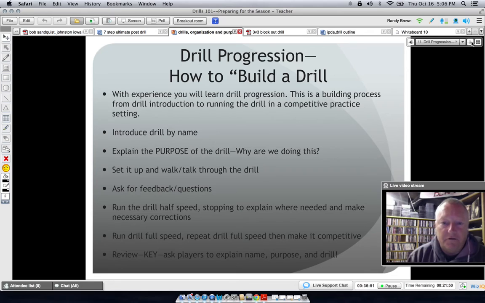First thing you're going to do is introduce the drill. They've got to know what the name of it is. It doesn't matter if it has to do with defense or not. Just come up with a name that they can associate with the drill.